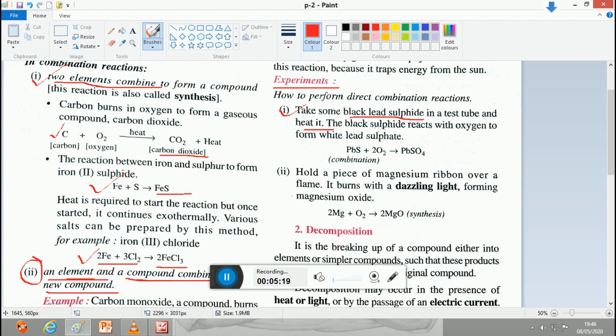What happens when black lead sulfide is heated in a test tube? When black lead sulfide is heated in a test tube in the presence of oxygen, it forms white lead sulfate. Black, white. These are examples of combination reactions where color changes. Another example: hold a piece of magnesium ribbon over the flame. It burns with a dazzling light, forming magnesium oxide, MgO, which is white in color. This MgO is silvery white.